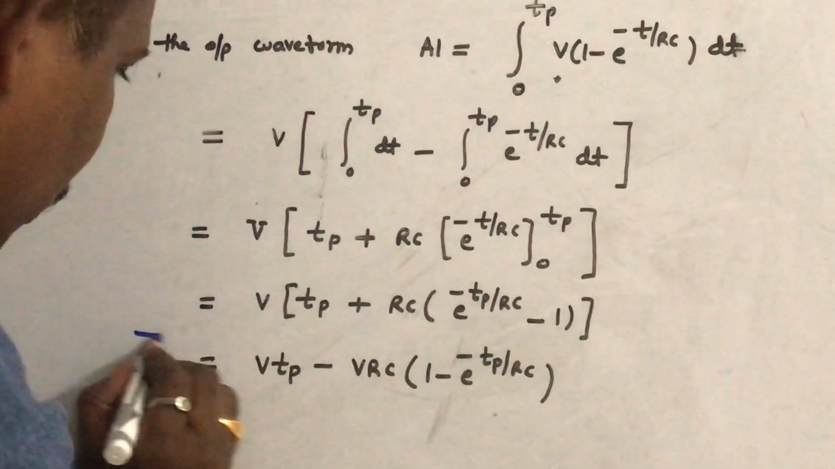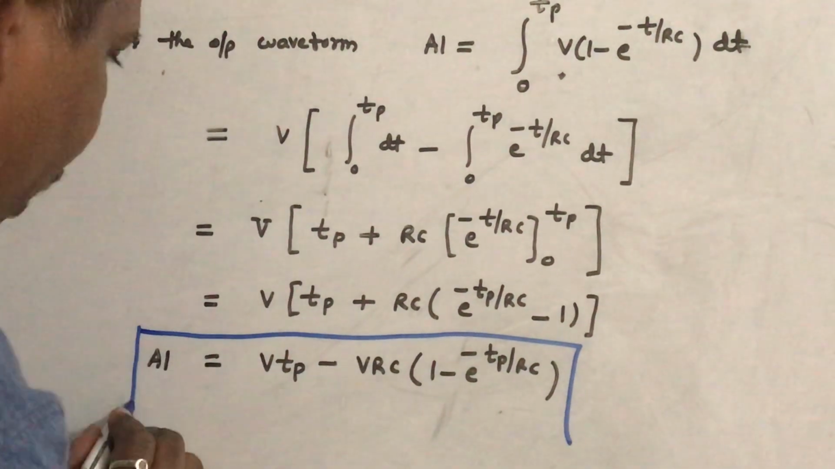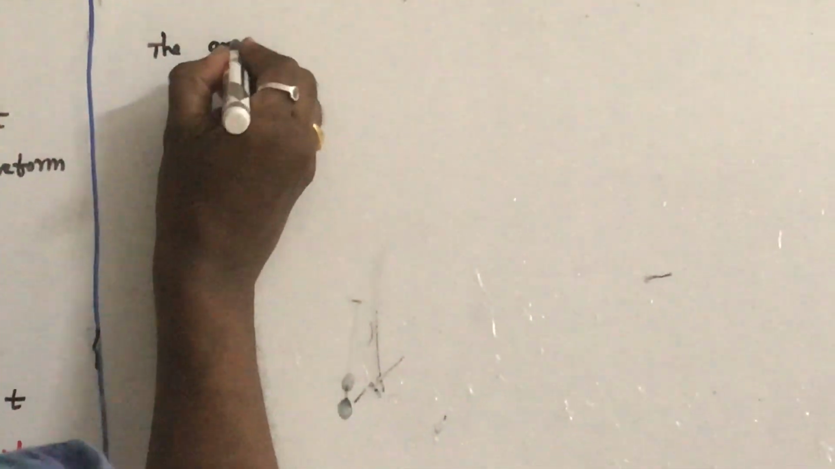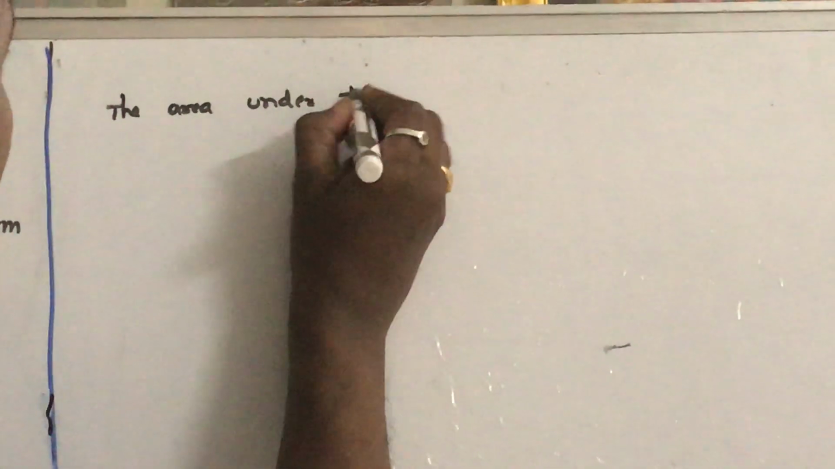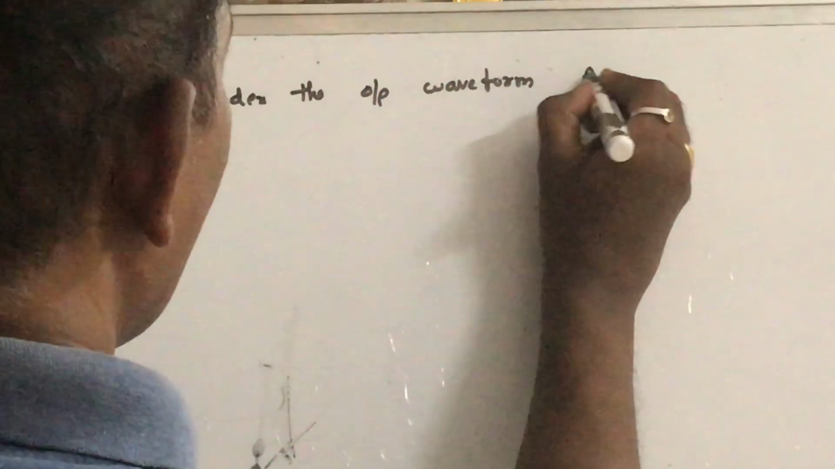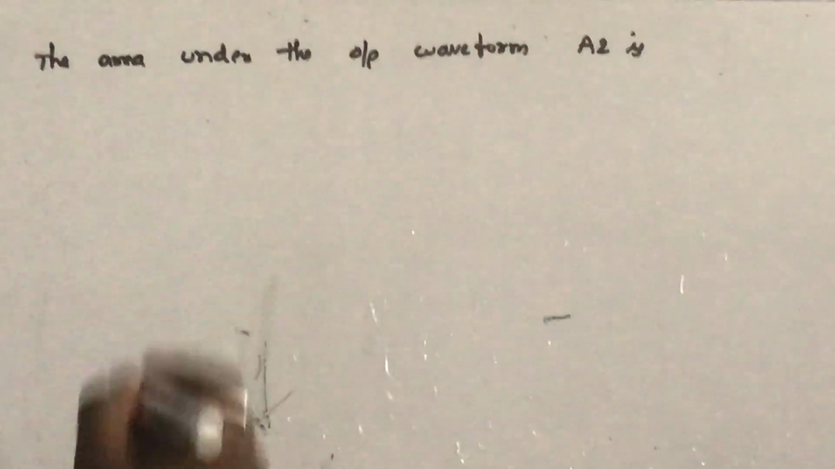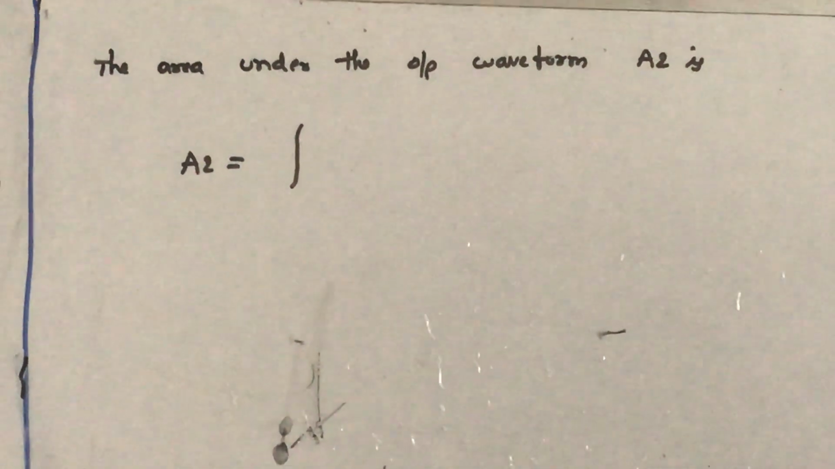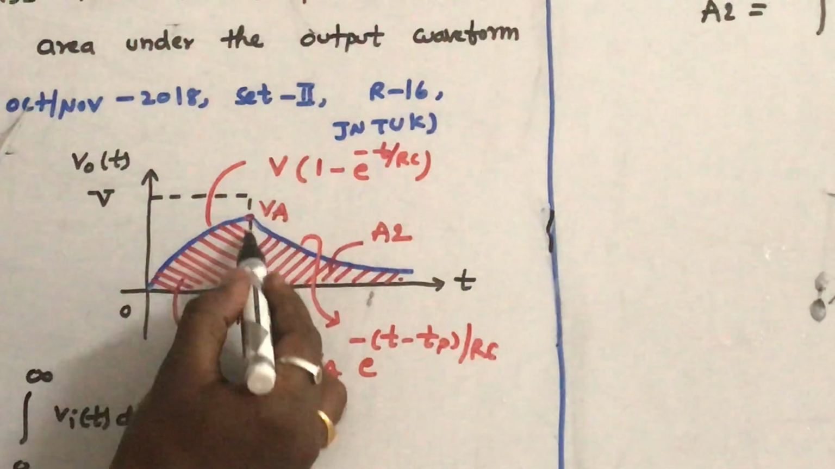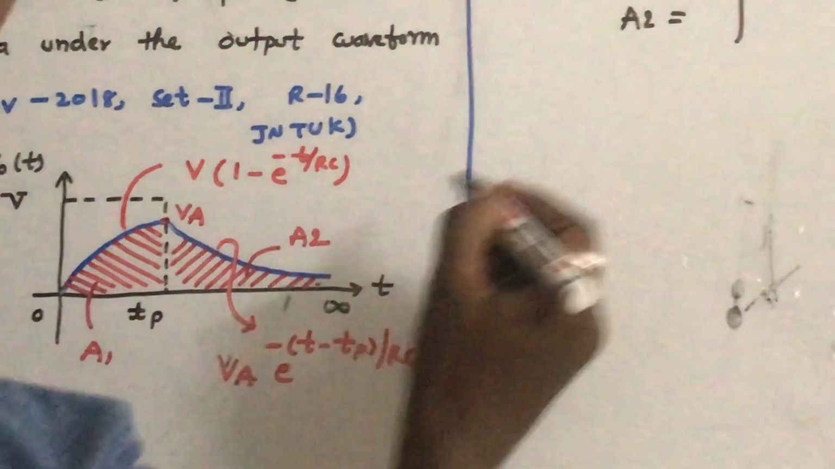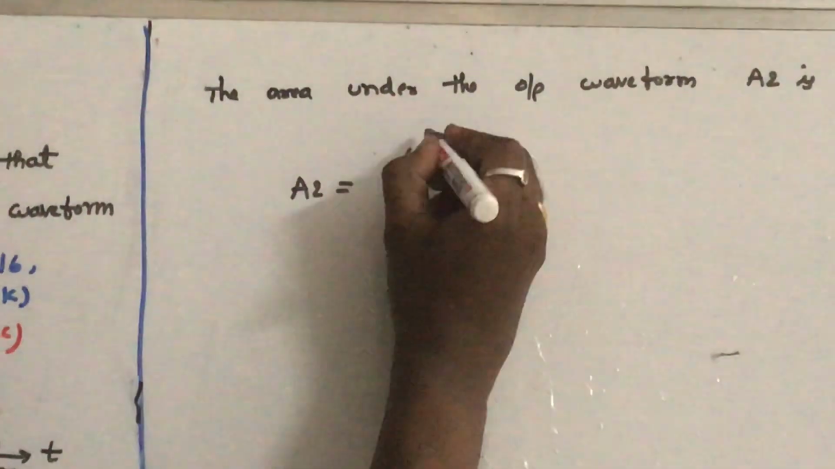So now similarly we calculate A2 and we add A1 plus A2. So the area under the output waveform A2: what is the formula for A2? You can clearly see from the curve that it is extending from Tp to infinity. So therefore we have to write the limits as Tp to infinity.